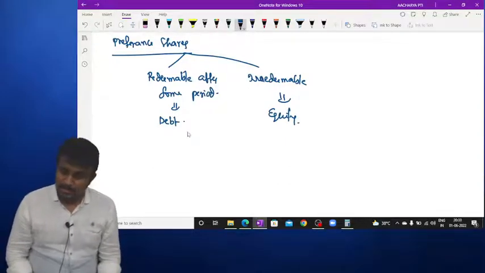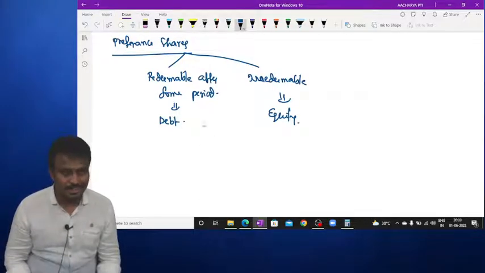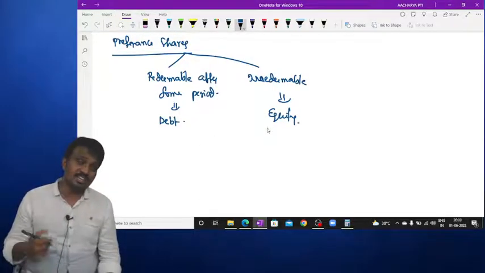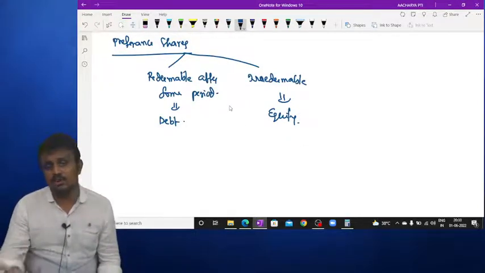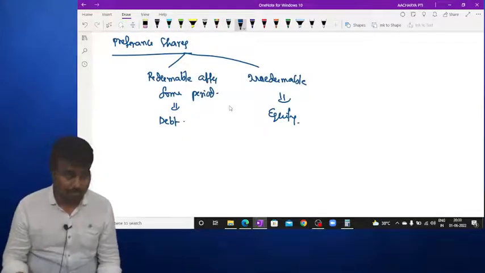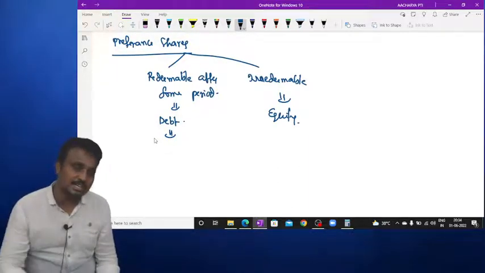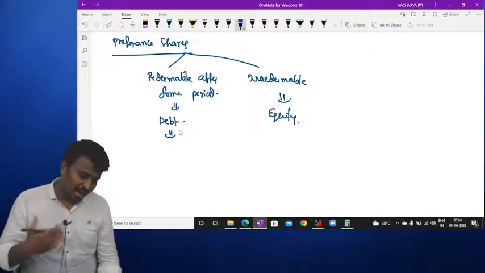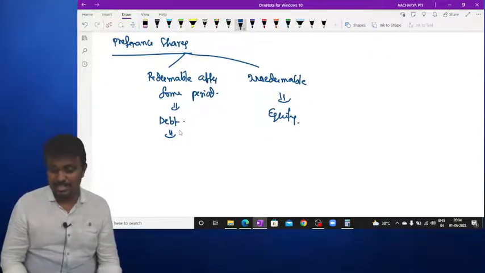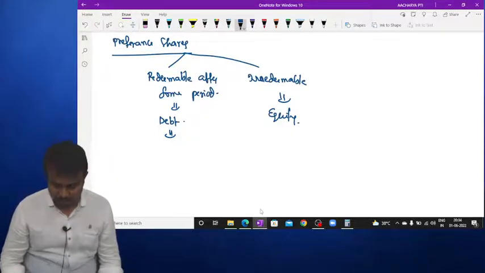So if the preferentials are redeemable in nature, meaning repayable after some period, better to consider it as debt instrument. If the preferentials are irredeemable, then consider it as equity. Then based on that, we have to recognize that financial liability. But in case of debt, whatever the rate of dividend is, itself is treated as a finance cost, and the remaining accounting treatment is the same, just like we follow in case of previous loan notes or debentures, etc.